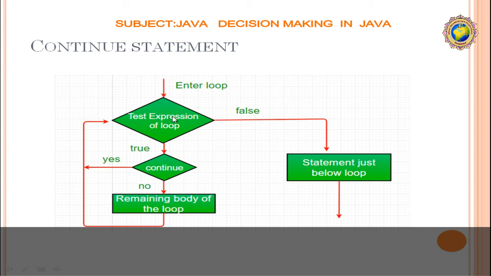We have to check the condition. If it is true, then the continue statement will be executed. If it is yes, then it goes back into the loop. If it is not, then the remaining body of the loop will be executed. If the condition is not true, then the statement just below the loop will be executed.